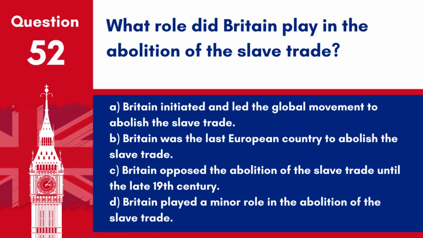Question 52. What role did Britain play in the abolition of the slave trade? A. Britain initiated and led the global movement to abolish the slave trade. B. Britain was the last European country to abolish the slave trade. C. Britain opposed the abolition of the slave trade until the late 19th century. D. Britain played a minor role in the abolition of the slave trade.